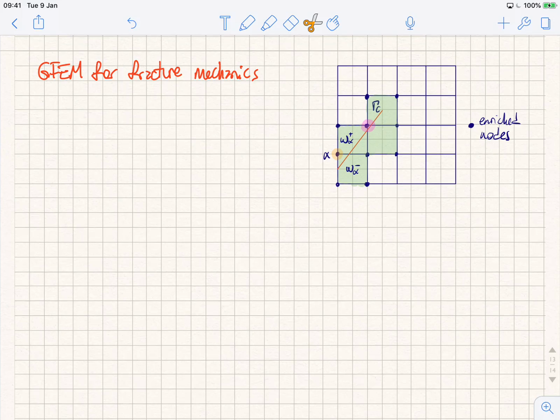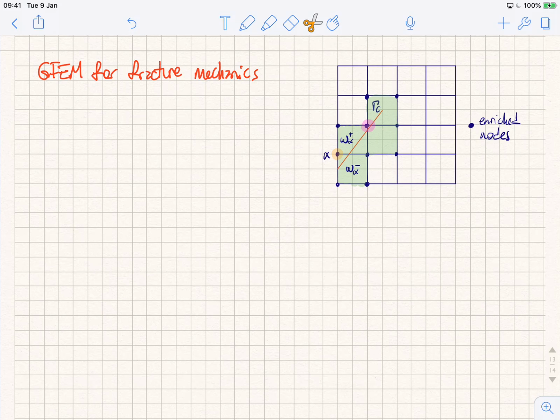In this lecture, we're going to look at the generalized finite element method for fracture mechanics. What you see here on your right is a representation of a finite element mesh composed of quadrangular elements, and in red you have a crack. The crack is basically subdividing your domain into, let's say, W alpha plus and W alpha minus. So a positive region, whatever lies on one side of the crack, and a negative region, whatever lies on the negative side of the crack.